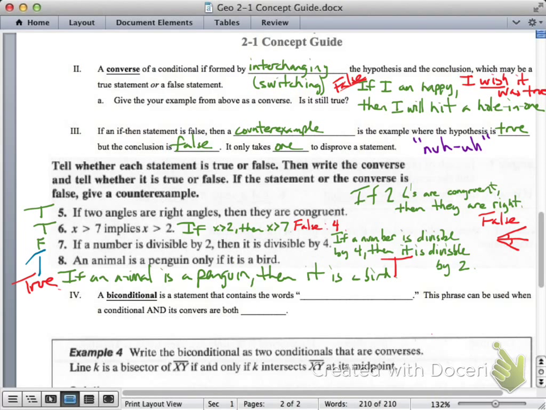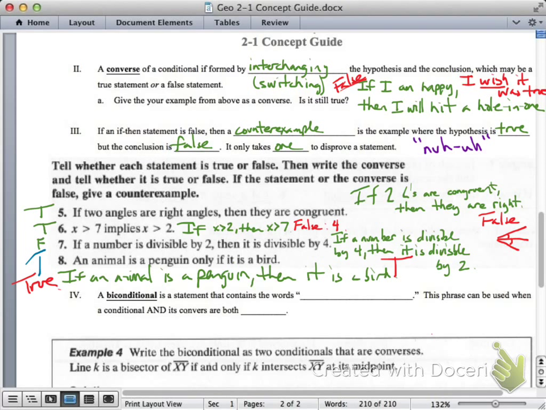So 6, 7, 8, there are my answers. You may have had a different counterexample on number 6. I said false, 4. If the converse was if x is greater than 2, then x is greater than 7. Well, no, that's not true. 4 is greater than 2, but not greater than 7.